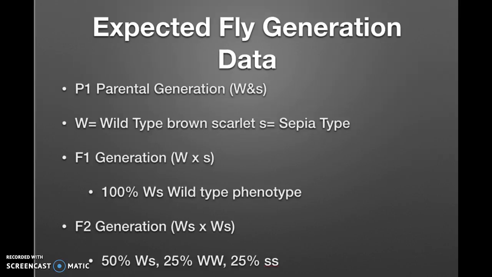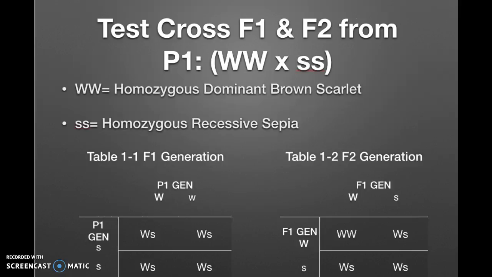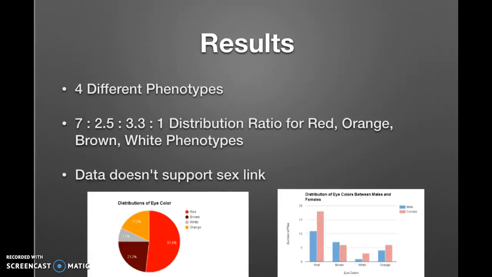My expected fly generation data was 100% heterozygous wild type for the F1 generation, and for the F2, 50% heterozygous wild sepia, 25% homozygous wild, and 25% homozygous sepia. And here is a test cross showing how I came up with those ratios.